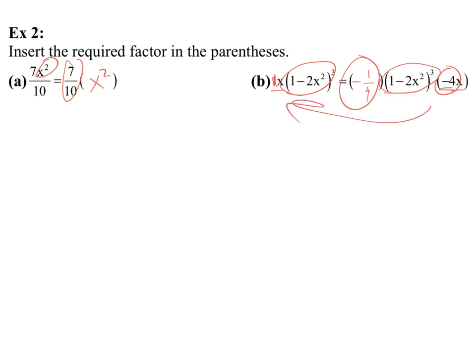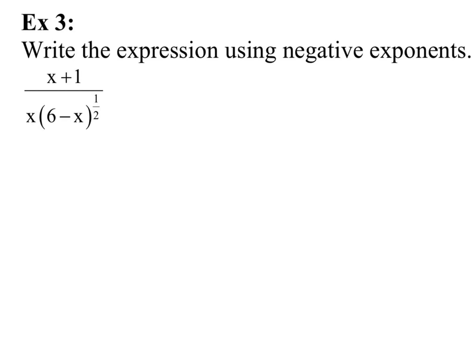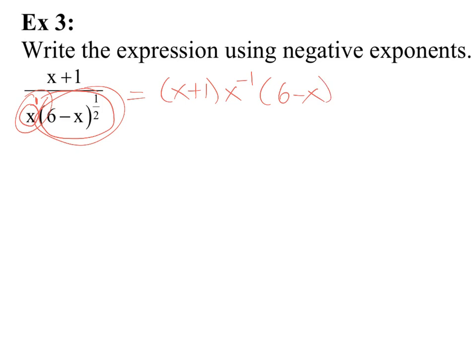Going on to the next example. Write the expression using negative exponents. Okay, what are we going to do here? Well, all we have to do is take this x here, which has an exponent of 1, and I could bring it into the numerator position by changing its exponent, just as I can with this binomial. So I'm going to have x plus 1, and I'll bring this piece to the top, so it's times x to the -1 power. Bring this piece to the top, and then it's times 6 minus x to the -1/2 power.